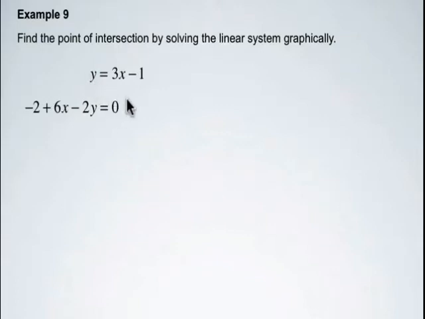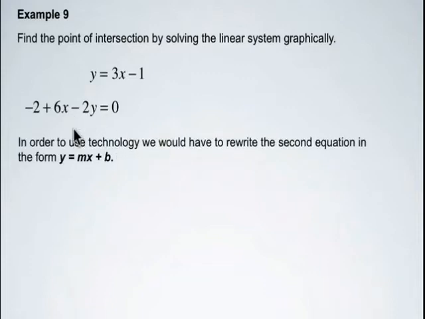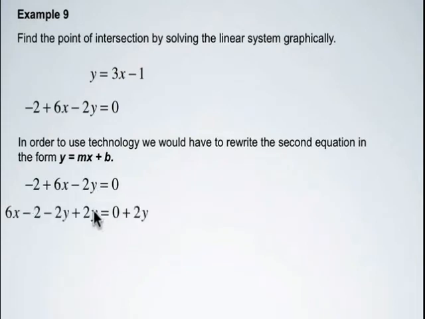Now for using technology, our first equation is already in y equals mx plus b form. So what we're going to do is rearrange the second equation, and what we're going to have to do is isolate y on one side of the equation just as we've done before. But I'm going to take a different approach because the easiest way to isolate y on one side of the equation is just to add 2y to both sides. So this will be our first step.